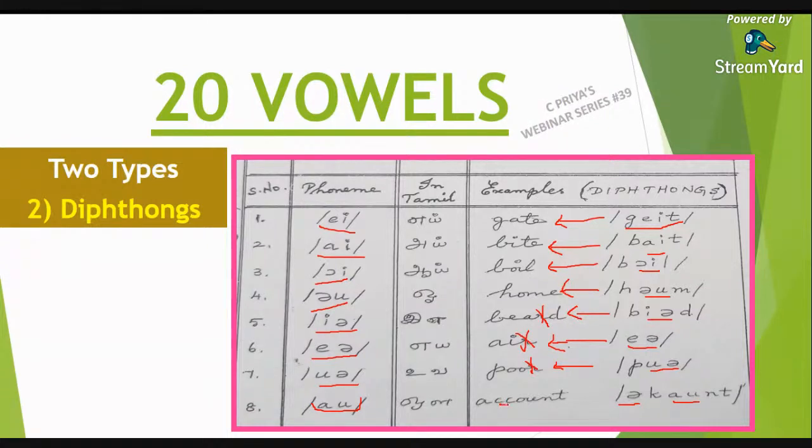Account. These two C's take K sound. Account. It takes a sound. Two C's have K sound. OU takes OU sound. N, T. So now we have the phonetics, the phoneme of account.